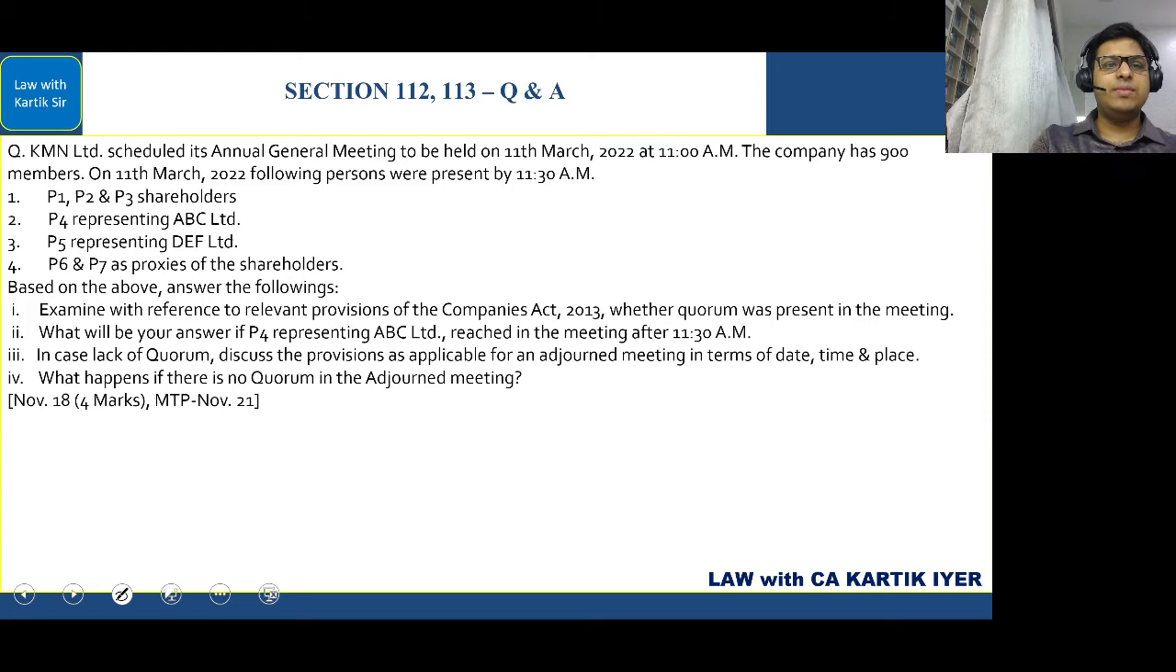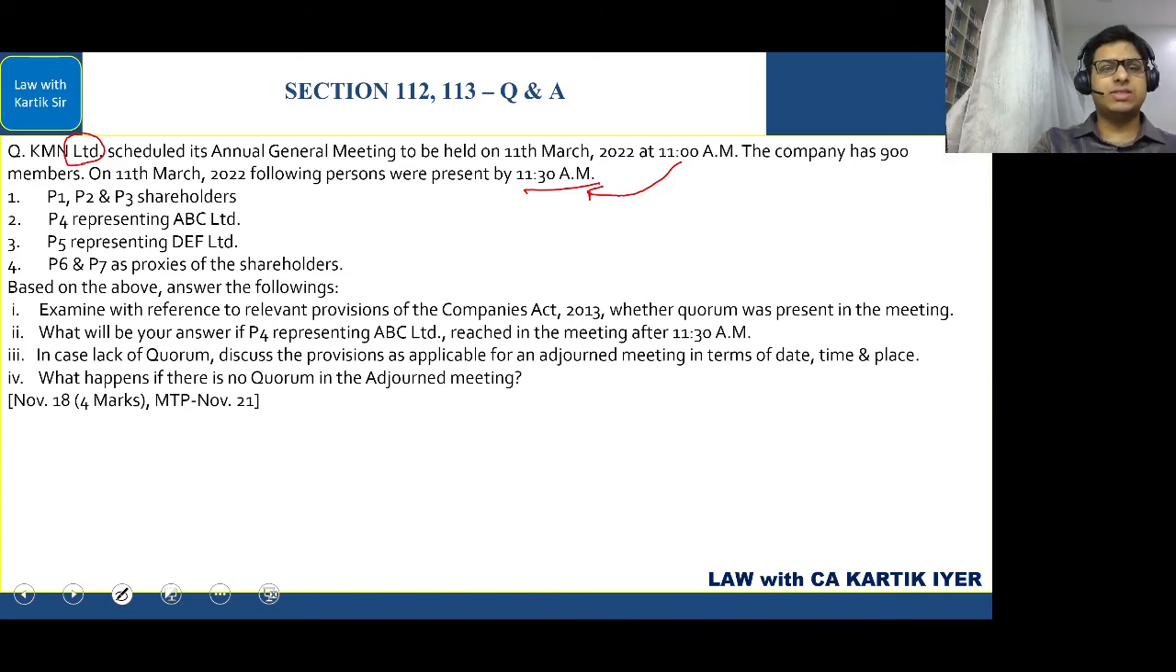KMN Limited scheduled its AGM to be held on 11th March 2022 at 11 a.m. The company has 900 members. On 11th March 2022, the following persons were present at 11:30. Within half an hour, some people had come. Now let's see who all had come at 11:30 a.m. First understand they have clearly said Limited. It means it's a public company.